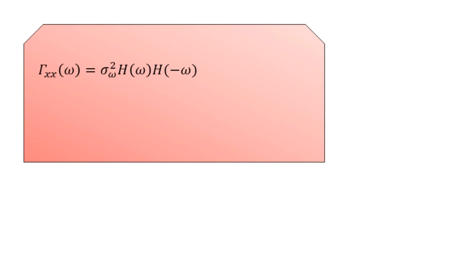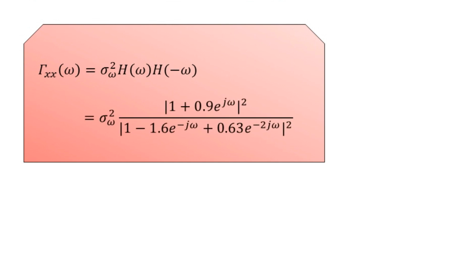This can be expressed as the variance sigma squared of w multiplied by the ratio where the numerator is the magnitude squared of 1 + 0.9 e^(-j omega), whereas the denominator is the magnitude squared of 1 - 1.6 e^(-j omega) + 0.63 e^(-2j omega). This is the required expression for the power spectral density of the discrete-time random process x(n). This completes our problem 3, linear prediction and optimum linear filters.